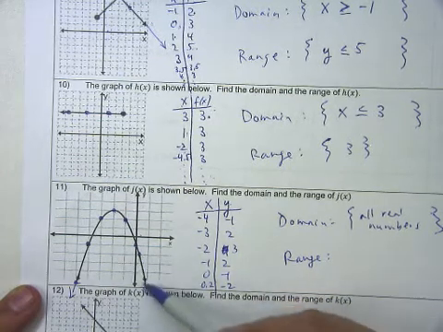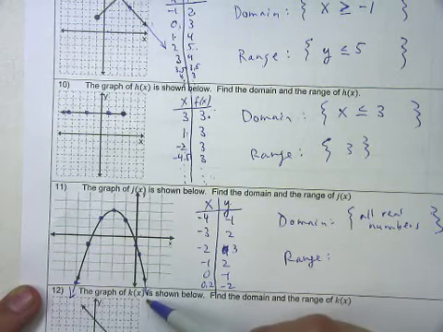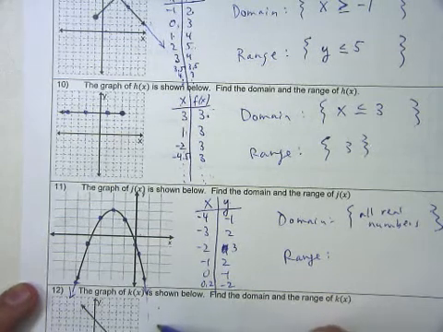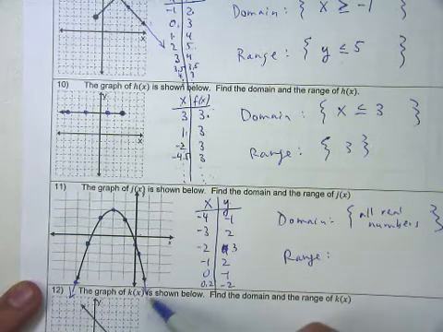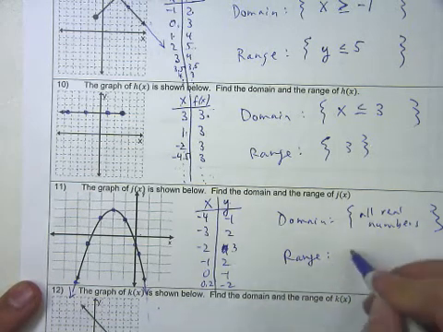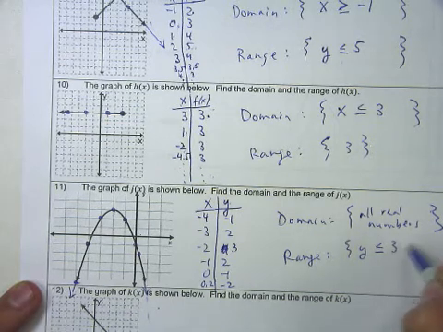And the output values here are just going to keep on going down, because here eventually we'll have an output value of negative, I don't know, 6 or 7. We can keep on going to have an output value of -10. But the output values don't get any higher than a certain number. They don't get higher than 3. So the range is y is less than or equal to 3.